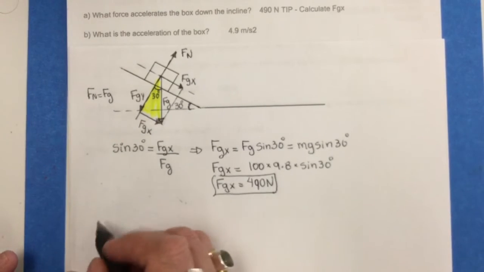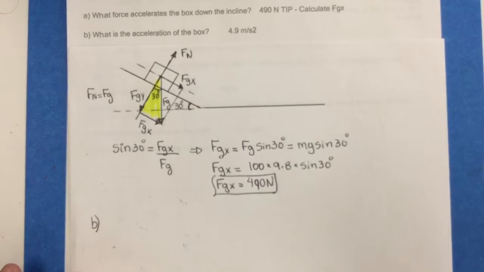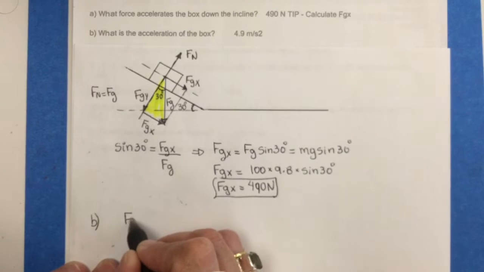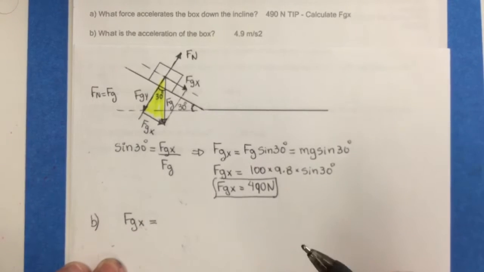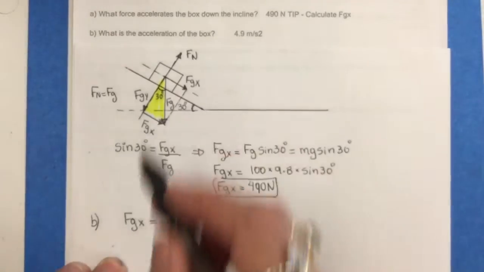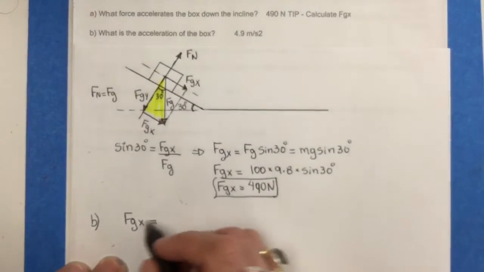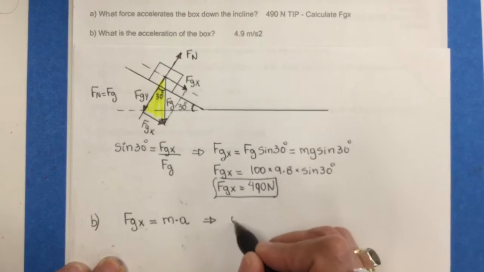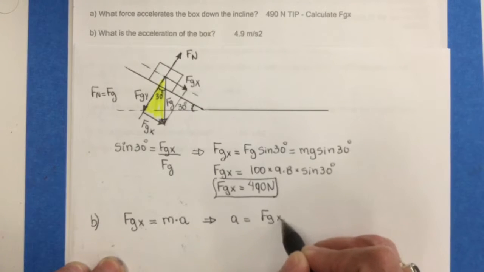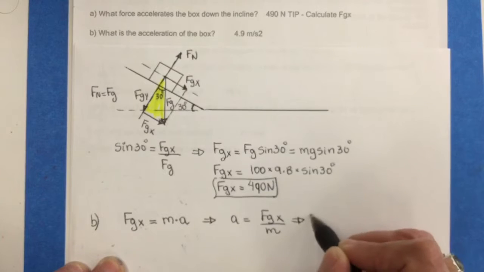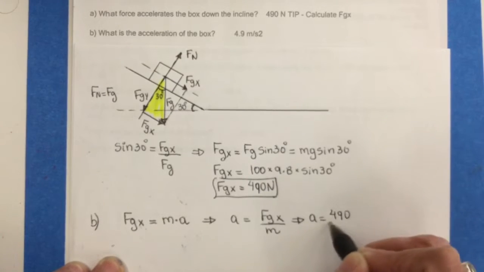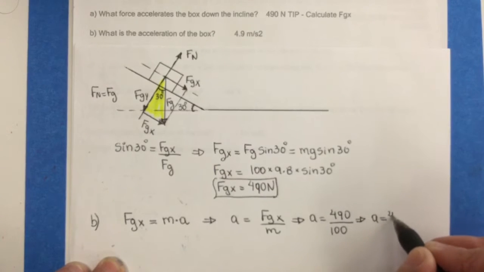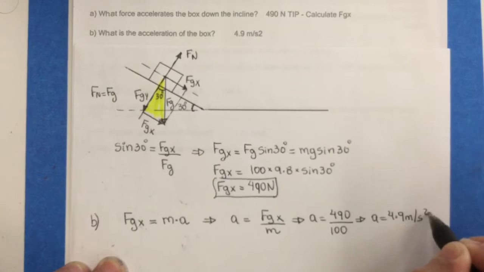B is asking the acceleration of the box. The acceleration of the box can be easily calculated using Newton's law. So F is equal to ma. The only force acting on this box as it is sliding down is Fgx, so Fgx equals ma. So here we have a is Fgx over m. So a is 490 divided by the mass in kilos. So my acceleration is 4.9 meters per second squared.